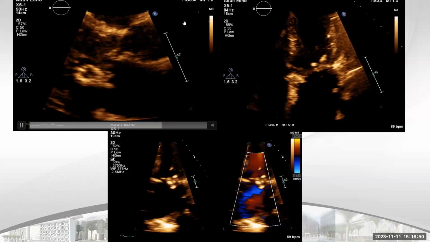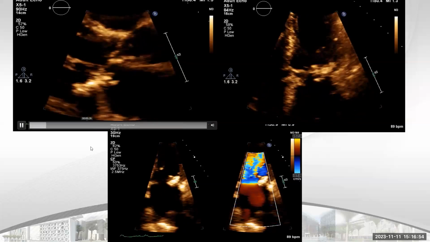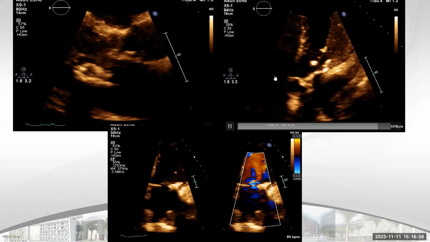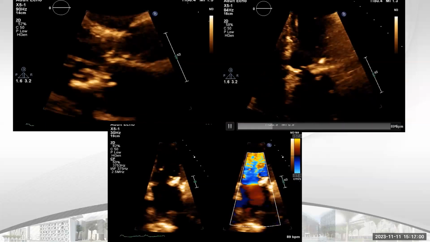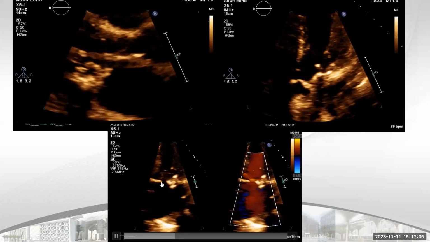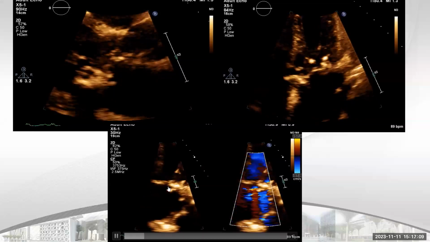Yes, there is degeneration. There is no artificial valve here. All of these are native valve. You may think there is some tissue valve or prosthetic, but you see the anterior mitral leaflet in this view is very clear. There is anterior mitral leaflet.